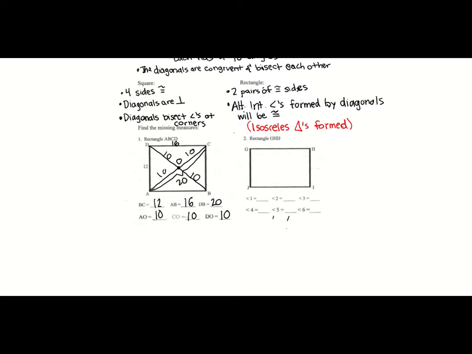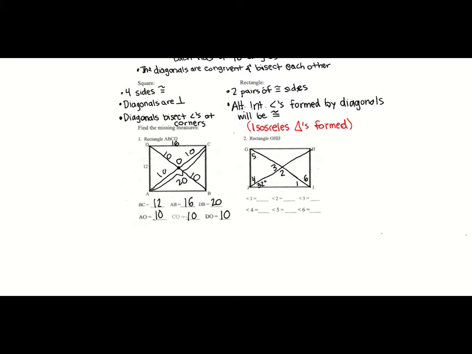Okay, so now in our next rectangle, we are given some information. Let's draw our diagonals in here. We are going to label this as 5, 4, and 3. This is 32 degrees, 2, 1, and 6. Okay, so if that's our given information, we want to find the missing angles.